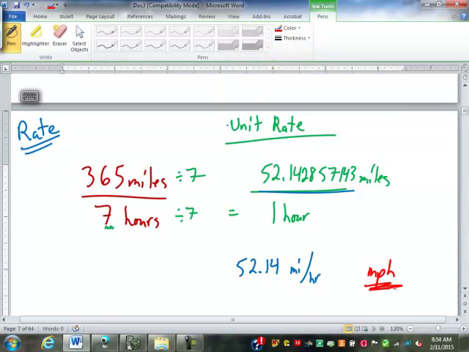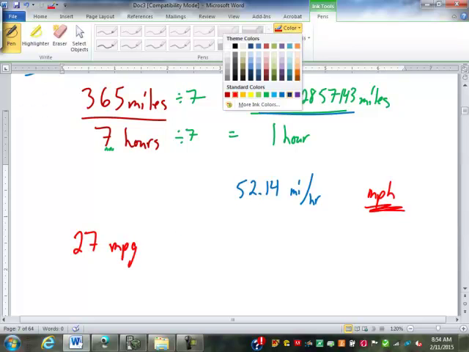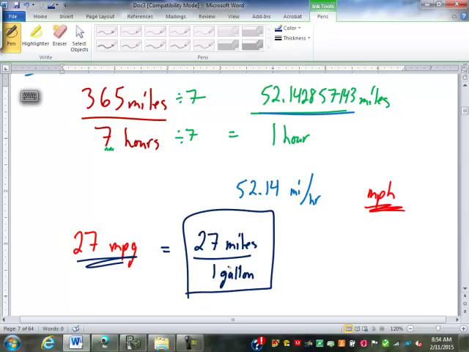But you have to be careful. Whenever you see that, you have to know what it means. For example, let's say on this road trip, we get 27 mpg. What's mpg stand for? Miles per gallon. When we see that, we need to think this: 27 miles per 1 gallon. Because this is the form it needs to be in order to be useful to us, to calculate with it.